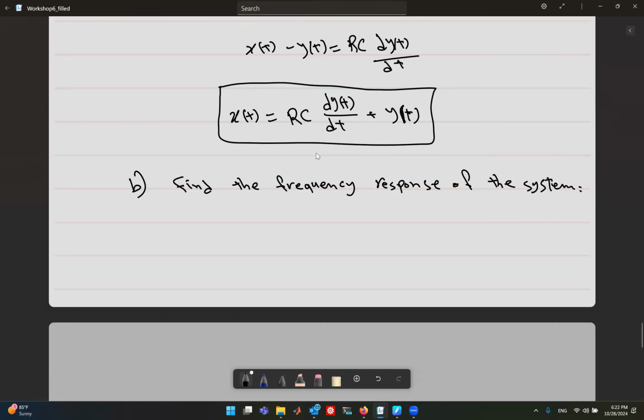How do we find the frequency response of this system? If we know, sorry, go ahead. Do we need to find the transfer function? Find the transfer function. We can do that.